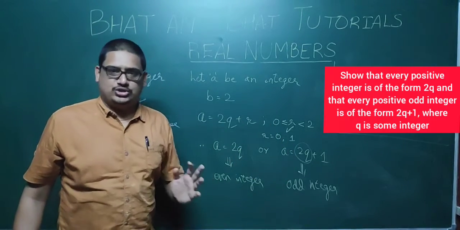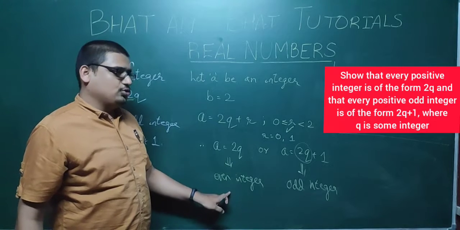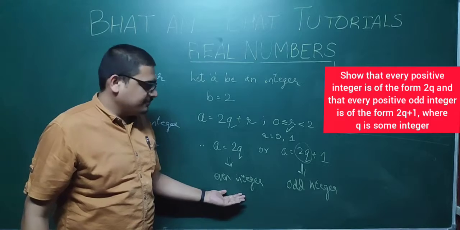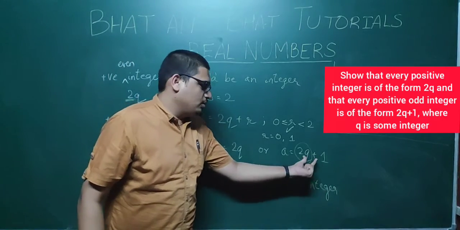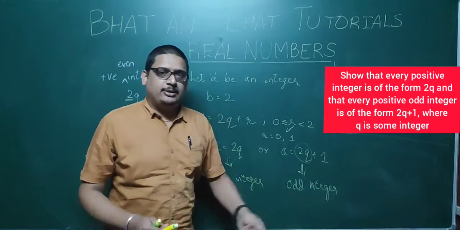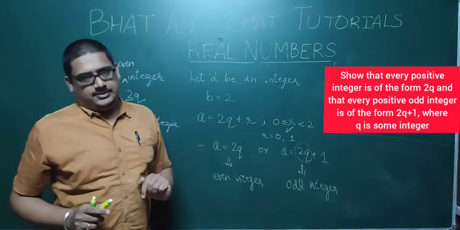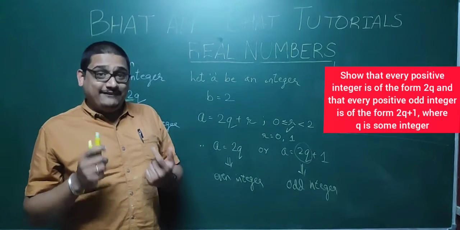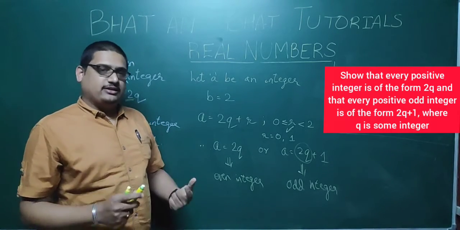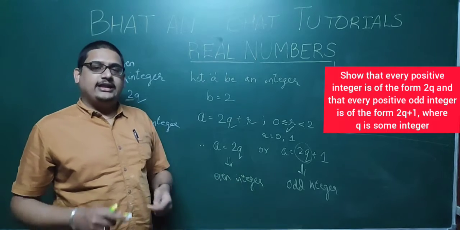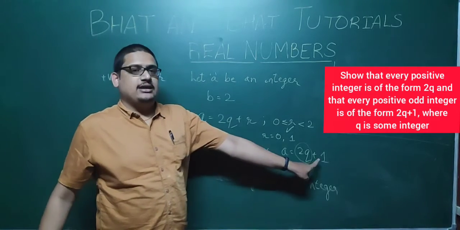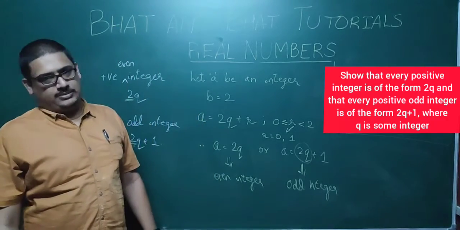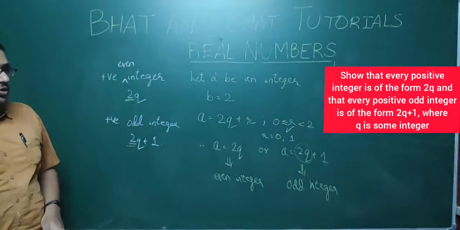Now you have to make the conclusions. So a is equal to 2q. 2q is nothing but multiples of 2. Therefore, it has to be an even integer. a is equal to 2q plus 1: to an even integer, I have added 1, thereby converting it into an odd integer. Therefore, the statement is that any even integer can be represented in the form of 2q, and any odd integer can be represented in the form of 2q plus 1. I hope now this is clear to you. Please note down this.